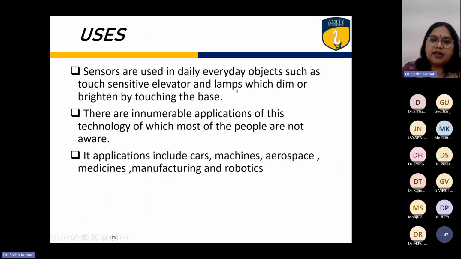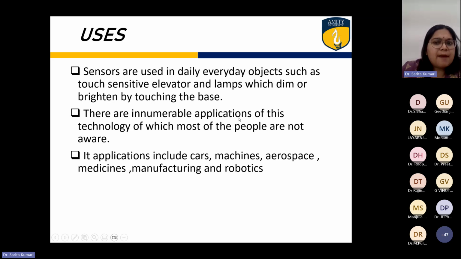Next, that is the uses of sensors. They are used in everyday objects. Starting from our household things, we use the touch sensor in mobile phones and tablets, or maybe in the microwave. The washing machine also uses sensors. When we take the example of the TV remote, it also makes use of a sensor to change the channels. Starting from elevators to lamps that dim or brighten the light, we are using sensors.